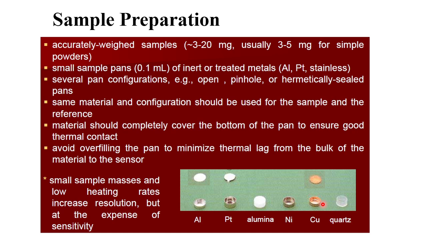The same material and configuration should be used for both the sample and the reference. Otherwise, you cannot get accurate data. And the material should completely cover the bottom of the pan. So the bottom surface should be covered totally by your material. If it is not covered, obviously there will not be homogeneous heating of the sample.